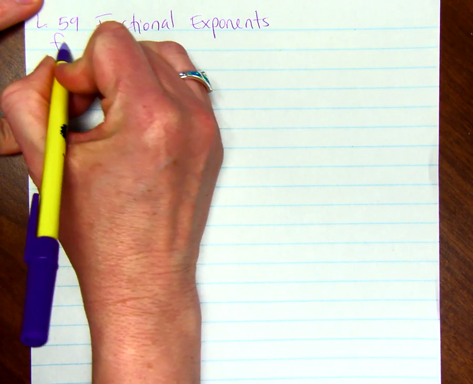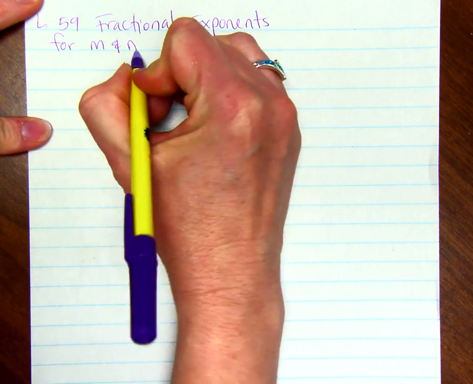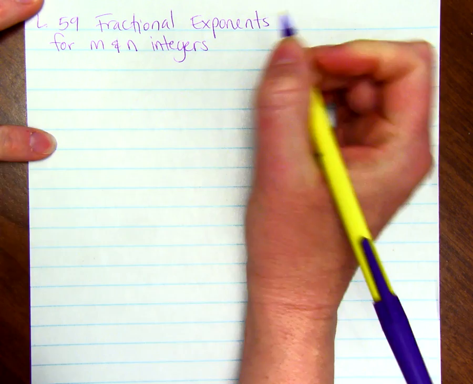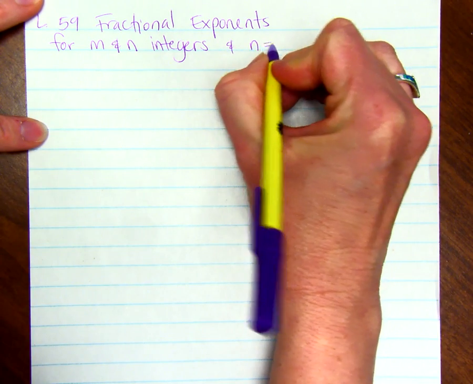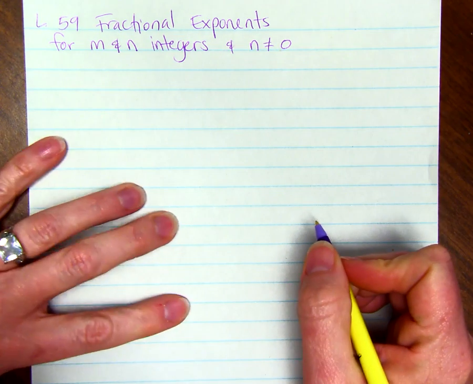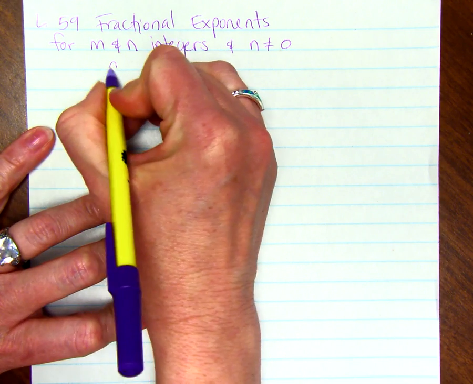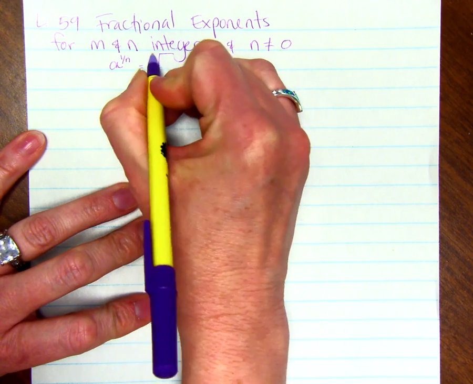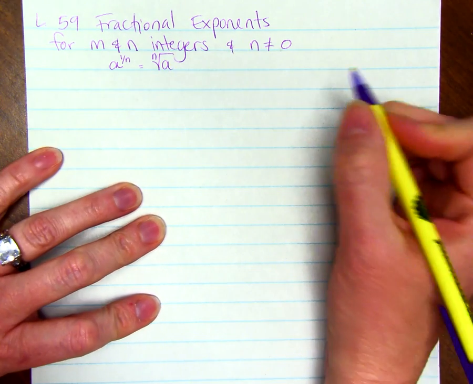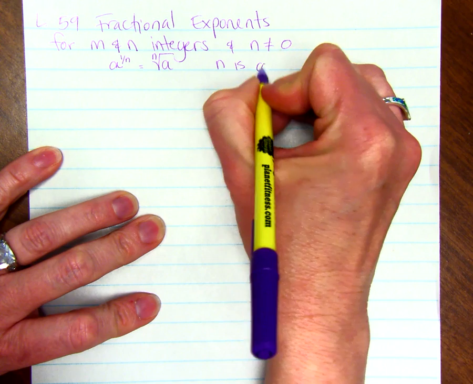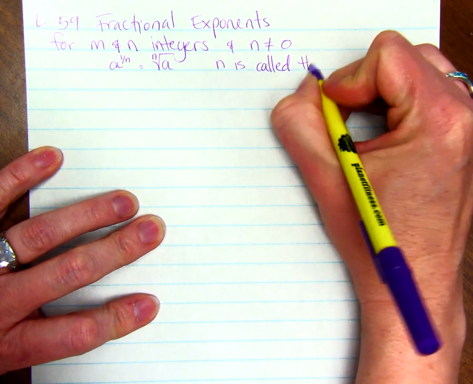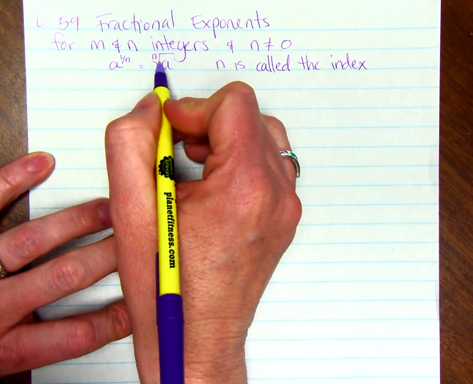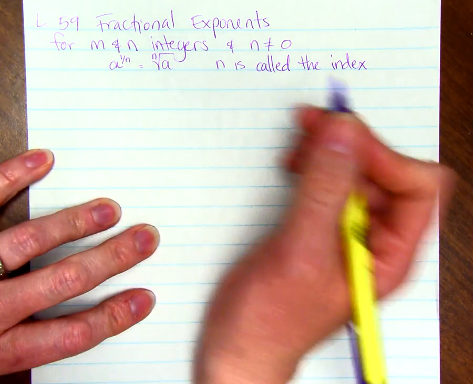For m and n integers, and n does not equal 0, a to the 1 over n equals the nth root of a. And n is called the index. That's the little number that goes up in with the root symbol. If there's no number there, no index, it just means 2.